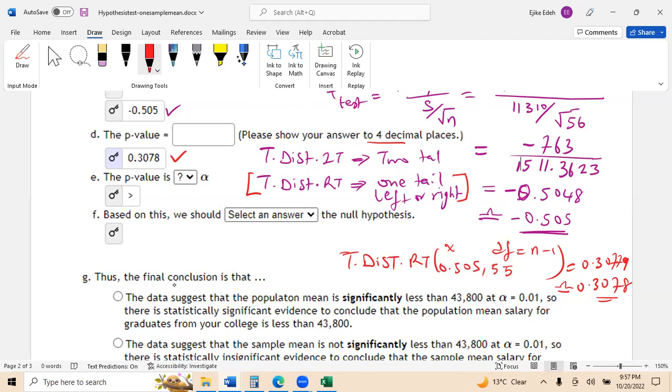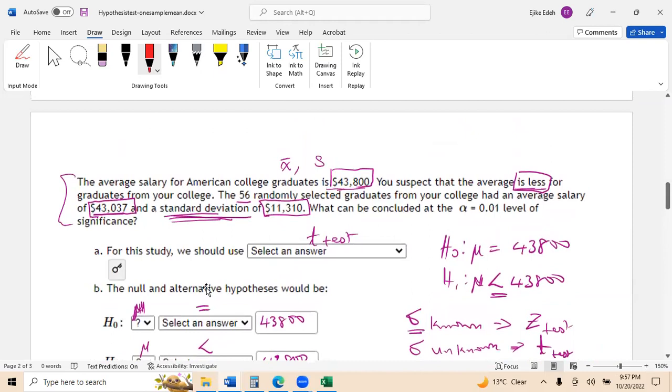That is your p-value. Then you go ahead and answer question E. Question E says compare the p-value with alpha. Of course, we see that the p-value is bigger than alpha, isn't it? Alpha is given in the question, it's always given in the question, right? You don't need to compute that. It's always given.